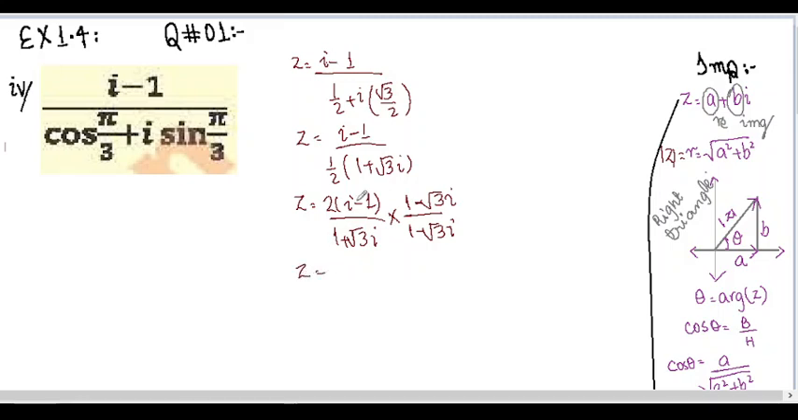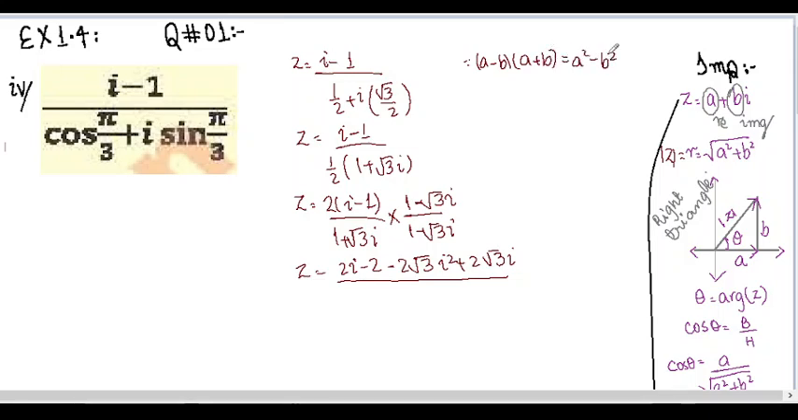Z equals, now we multiply 1 with all of this, so we get 2 iota minus 2, minus 3 iota with all of this, so we get minus 2 square root of 3 iota square, and then minus into minus gives us plus 2 square root of 3 iota, whole divided by 1 plus square root of 3 iota and 1 minus square root of 3 iota. This gives us (a minus b) into (a plus b), and we have written earlier that it is equal to a square minus b square. So a is 1 and b is square root of 3 iota, so we write 1 square minus (square root of 3 iota) whole square.